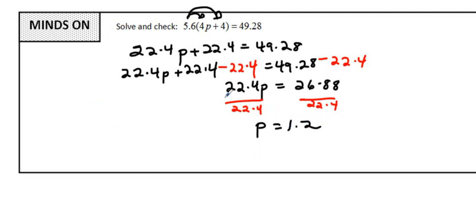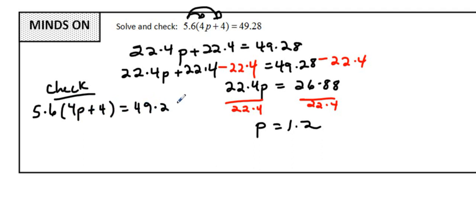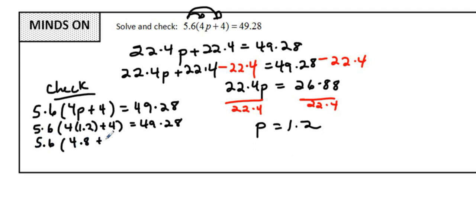Now that was a little bit tricky because the numbers aren't so nice, so I think we definitely should be checking this one. So I'll check over here. Remember to check, you just rewrite the original equation. So 5.6 times 4p plus 4 equals 49.28. And then we're just going to sub in the 1.2. So this is 5.6 times 4 times 1.2 plus 4 equals 49.28. This is 5.6 times 4.8 plus 4 equals 49.28.